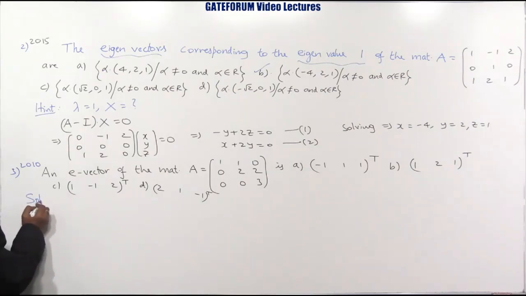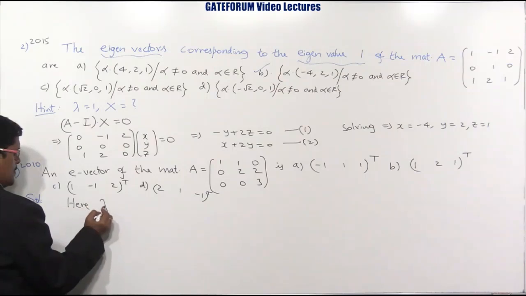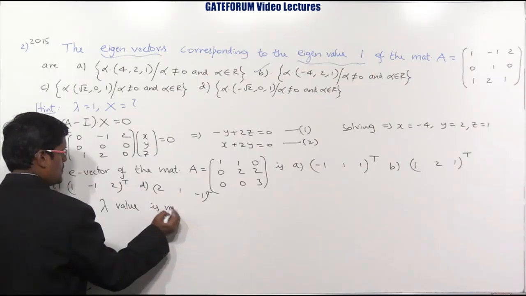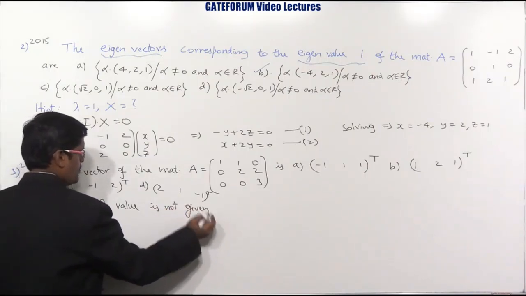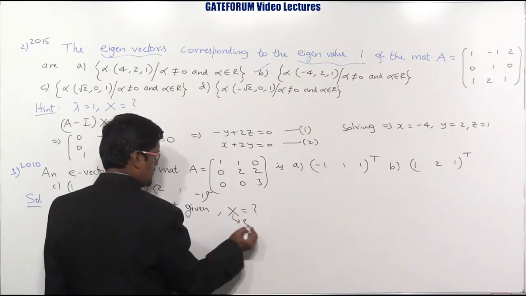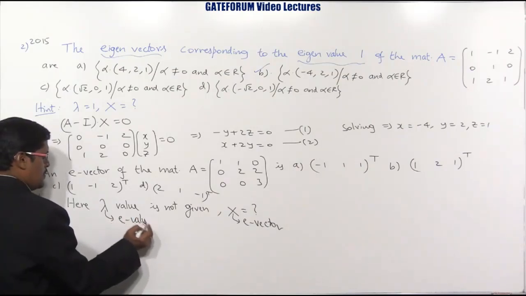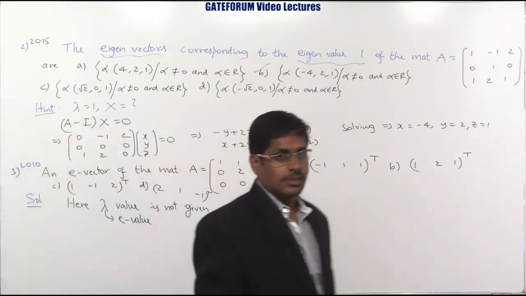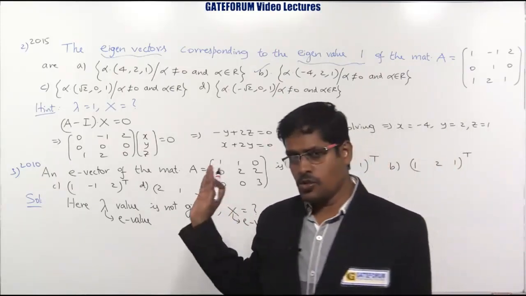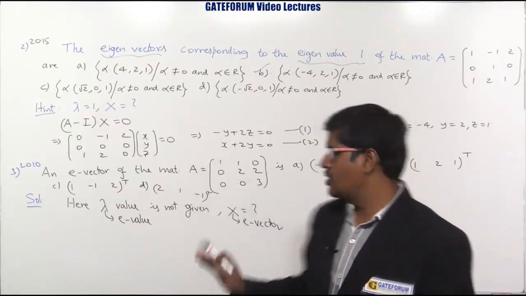Solution. Here, lambda value is not given, x is equal to question mark. What is this x? Eigenvector. What is this lambda? Eigenvalue. So without the eigenvalue, how do you find the eigenvector? By the original method, that is, first find all eigenvalues for the matrix A, as shown in the first problem. Then for each lambda, find the corresponding eigenvector, as shown in the first problem. You will get one of the options.